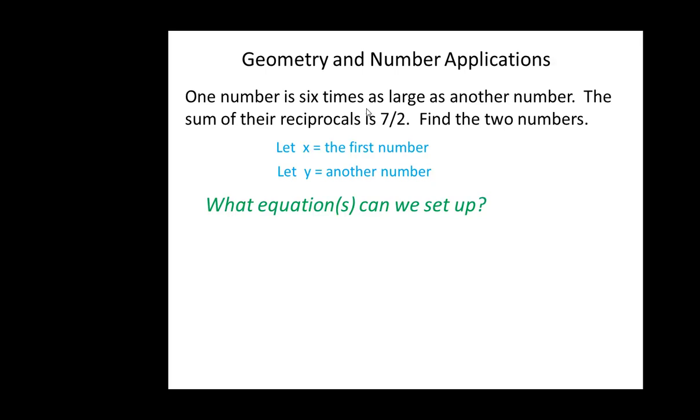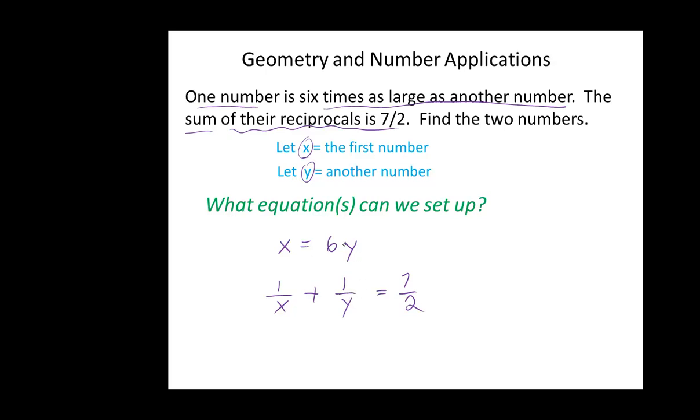Now we can set up our equation. We're going to start with our first sentence, that one number is 6 times larger than another number. So that means x is equal to 6y, 6 times as large as the other number. Now we need to talk about their reciprocals. Well, the reciprocal of x will be 1 over x. The reciprocal of y will be 1 over y. We want the sum of their reciprocals, so I need a plus here. So the sum of their reciprocals is 7/2. There we go.